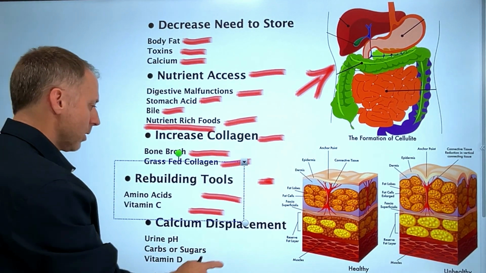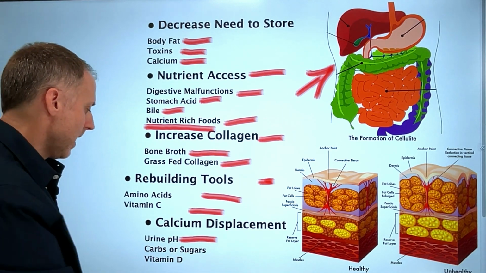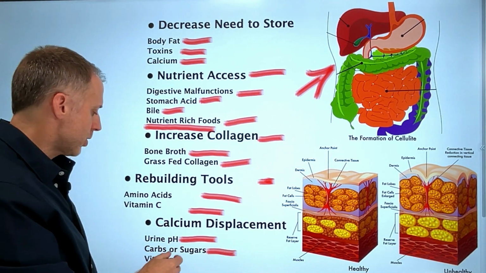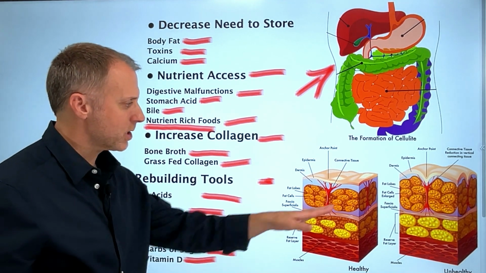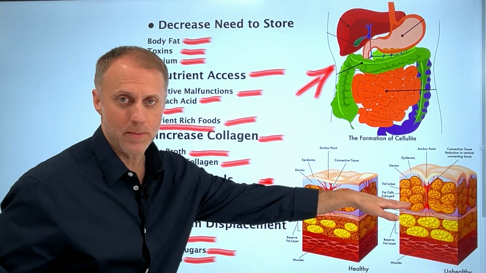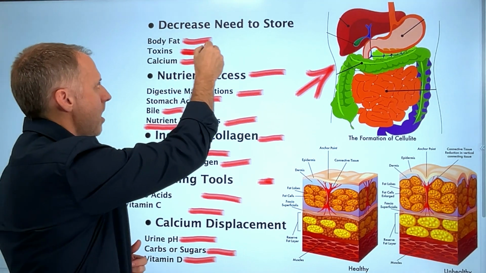Okay, next we need to look at calcium displacement. So we talked about looking at our urine pH, and then we might need to lower our carbs and sugars, and we need to look at our vitamin D intake because we don't want to be storing all of these calcium things that are floating around in the body. And that brings us back to these toxins that we talked about.